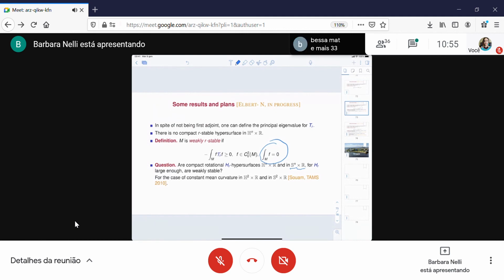Okay. Is it possible that by looking at the rotational examples with H_R constant, you can have some kind of idea like the critical mean curvature type for these? Yes, I know your paper with Ronaldo about all the H_R hypersurfaces, also in S^n cross R, and we're looking at that. So it's possible that some of them, when they're not compact, can be stable.